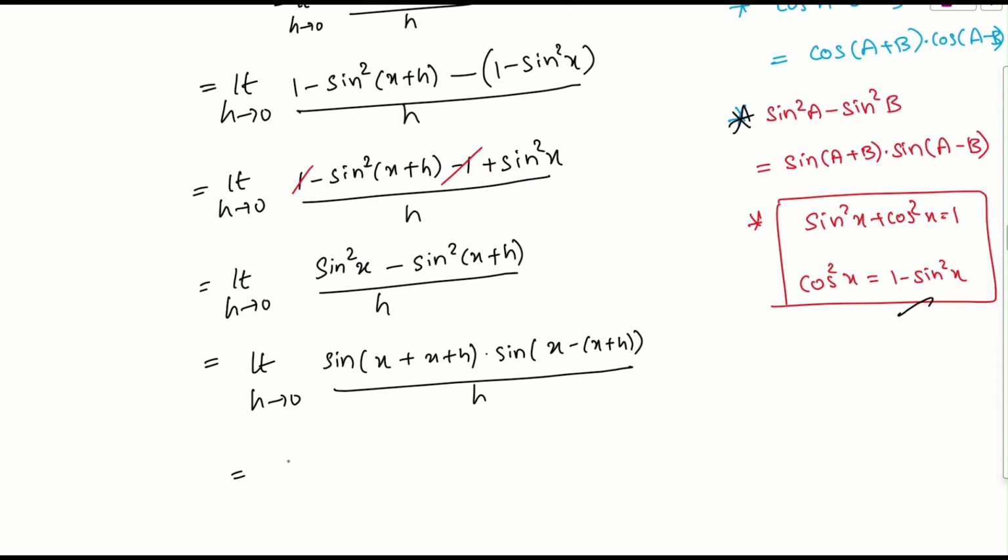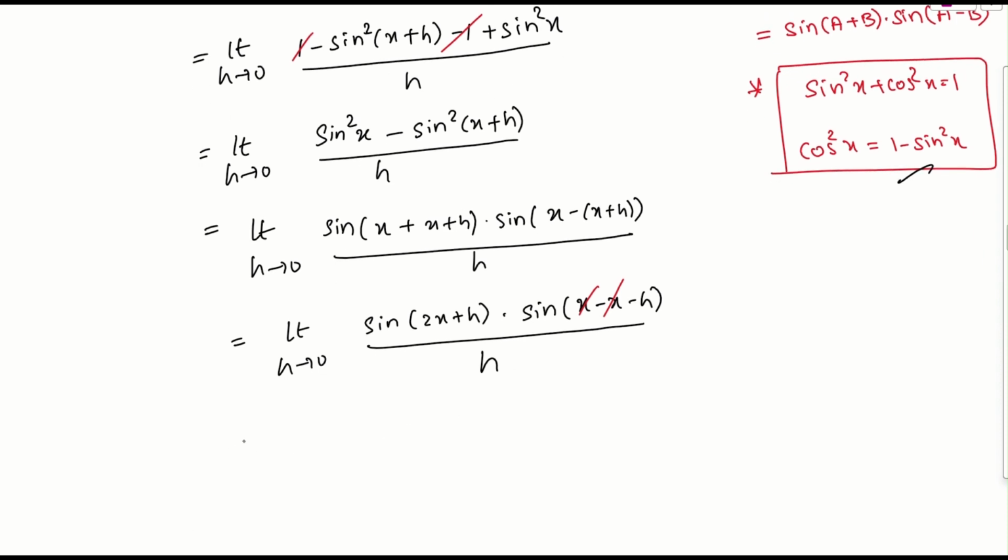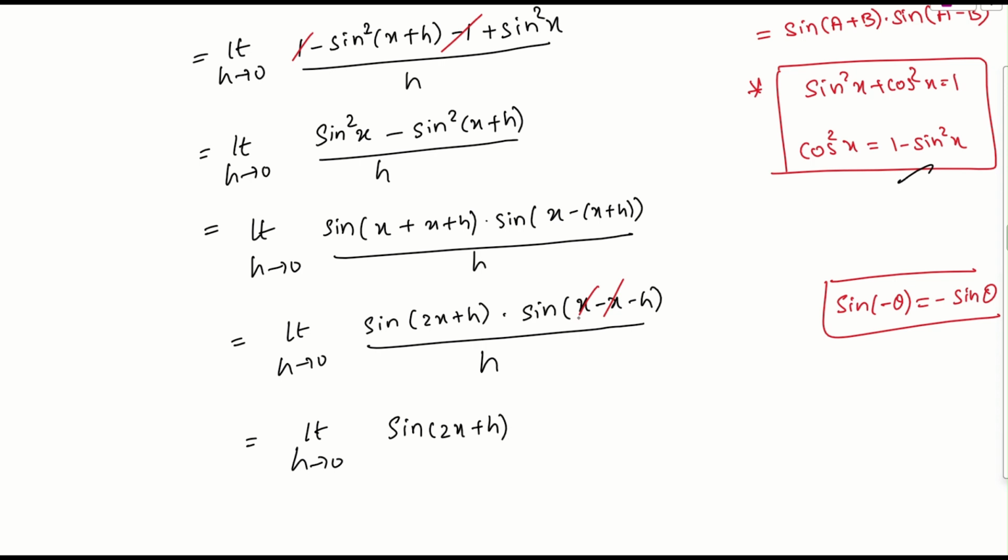From this, we can say limit h tends to 0 of sine of 2x plus h into sine of x minus x minus h, by h. So if you check it, we can cancel the minus of minus, so minus x plus x. What is the formula here? We know that sine of minus theta will always be minus sine theta. I'll be applying the same formula here. So this will be sine of 2x plus h into sine of minus theta, minus will be outside, this will be sine h alone.